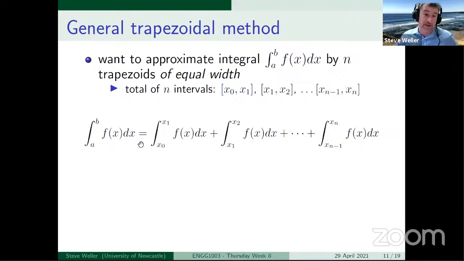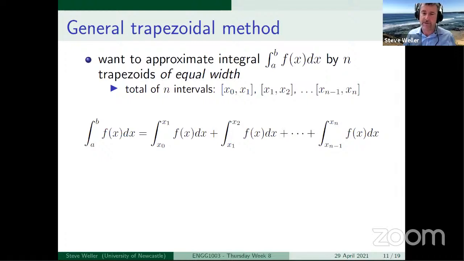And for this equation to be true, the x0 here would have to be equal to the lower limit of integration A. And right at the other end, the upper limit of the final integral, xn, would have to be the upper limit of integration B. So that says the area under a curve is equal to the area under the different panels. No approximation.